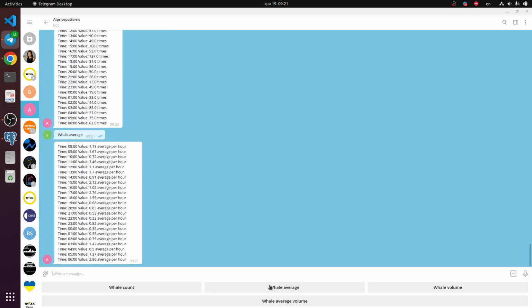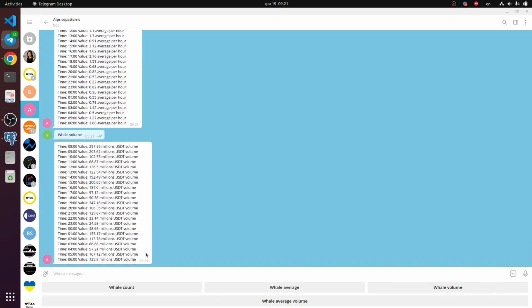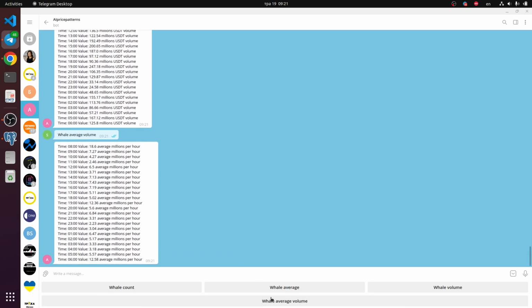This is the average transactions per hour, for example, volume, where the biggest volume or small volume is. You could analyze this information. Okay, and let's look at the time. I mean time in GMT, Greenwich time. Okay, let's look at what else.